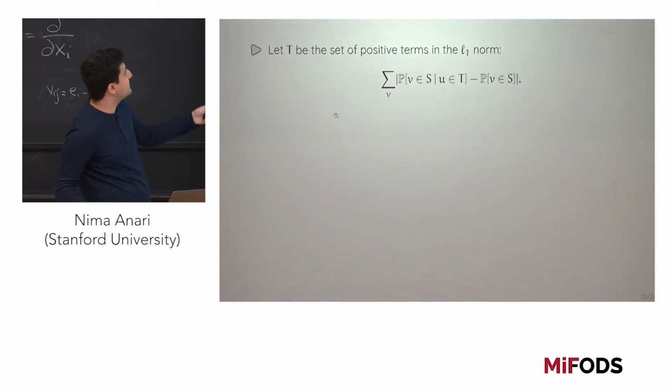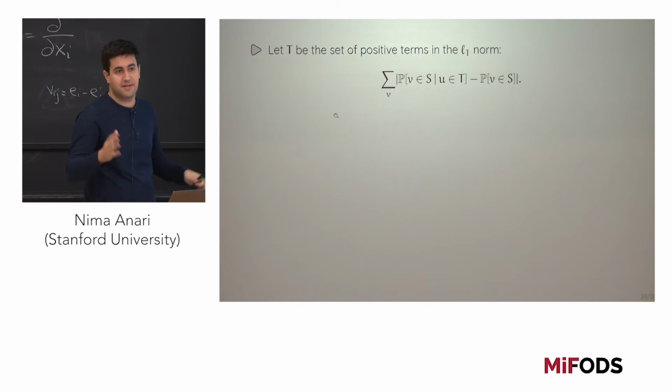So let's say T is exactly the set of terms where, sorry, this should have been S. Yeah, this is a mistake. This should have been S. But T is the set of terms where this absolute value has positive sign. Okay? T is going to be some subset, and I don't really care what subset it is.